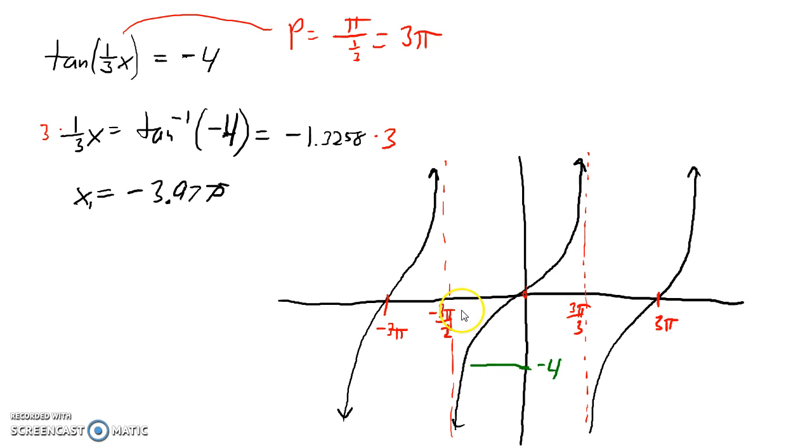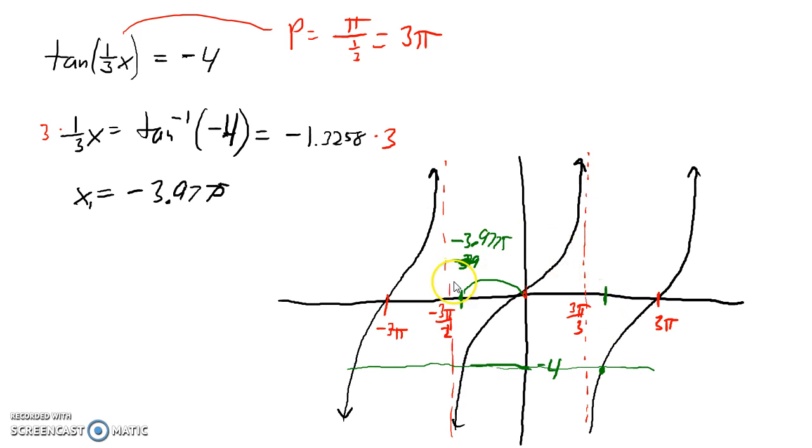The solution that we came up with already is this one here at negative 3.9775. Okay, so this distance here is negative 3.9775. Now, where would my other solutions be? Well, here's another one, right, where tangent is -4.